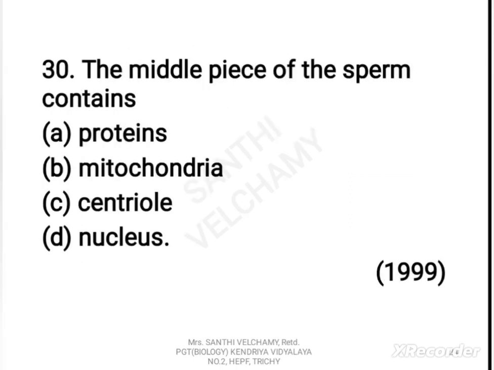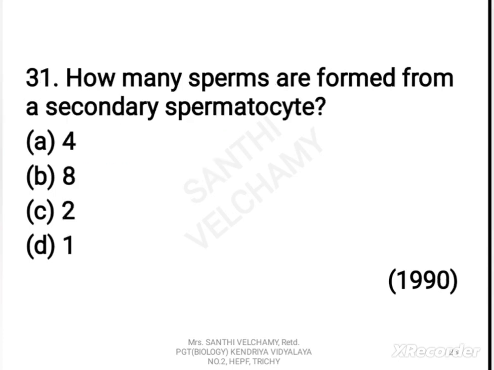Now next question. The middle piece of sperm contains A. proteins, B. mitochondria, C. centriole, D. nucleus. The correct answer is B. mitochondria. Next question. How many sperms are formed from a secondary spermatocyte?